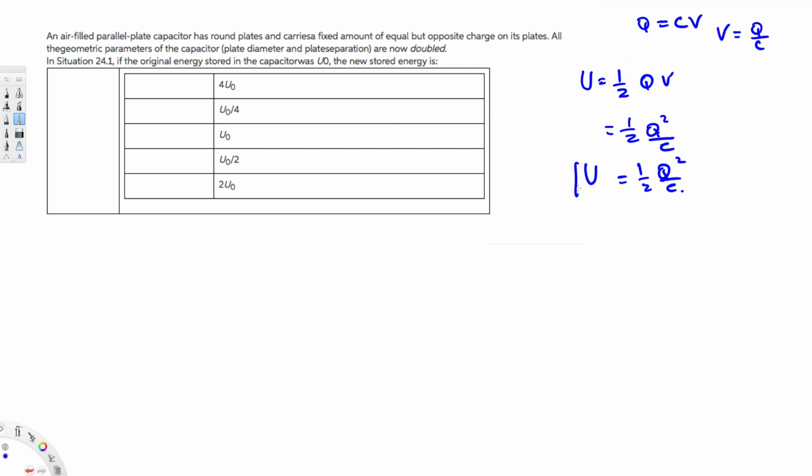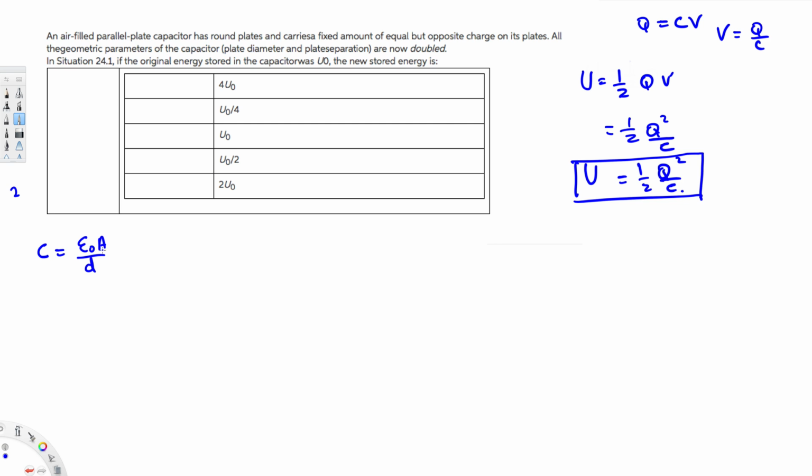So we have the equation now, half Q squared over C. Now we have to find the capacitance for both situations. Let's look at the initial situation first. To find the capacitance, we use C equals epsilon naught A divided by D. Here the area is going to change, and the distance is also going to change, because they are saying the diameter is changing and the plate separation is changing. So these two are going to be doubled. Actually, the diameter of the area is going to be doubled.